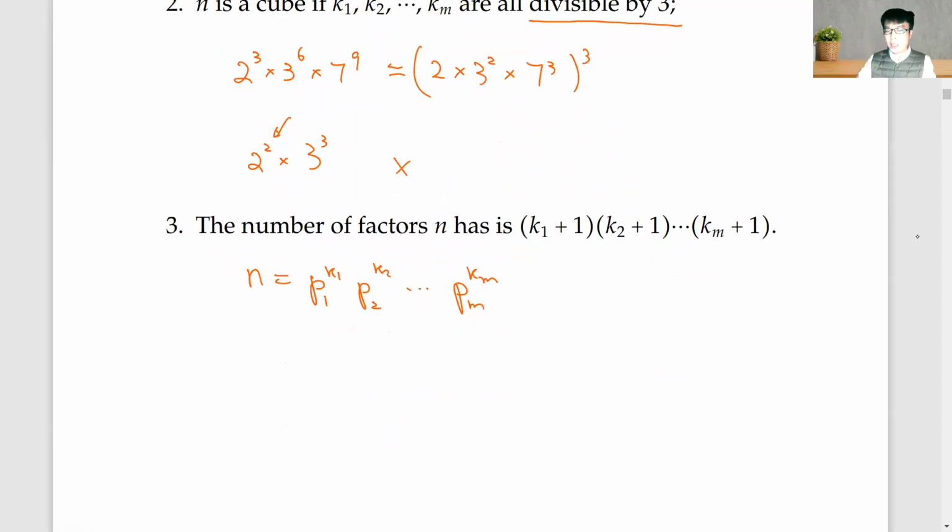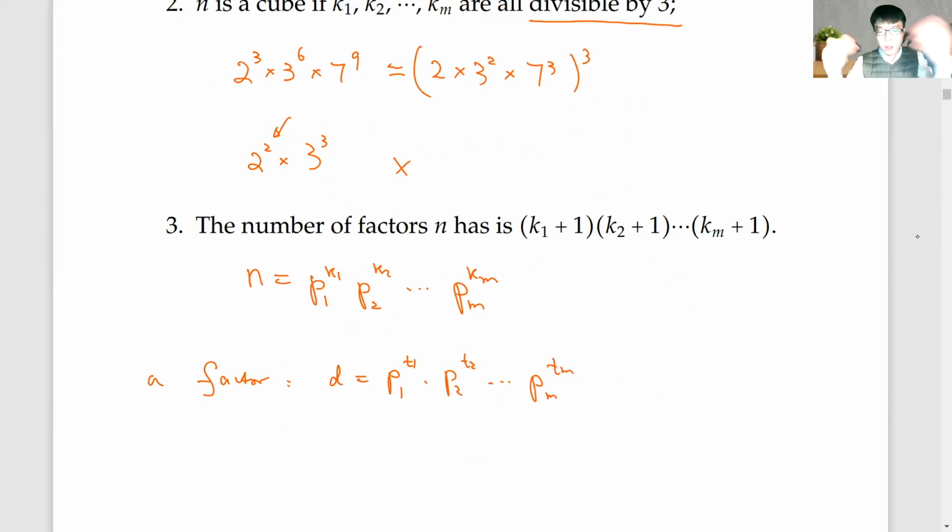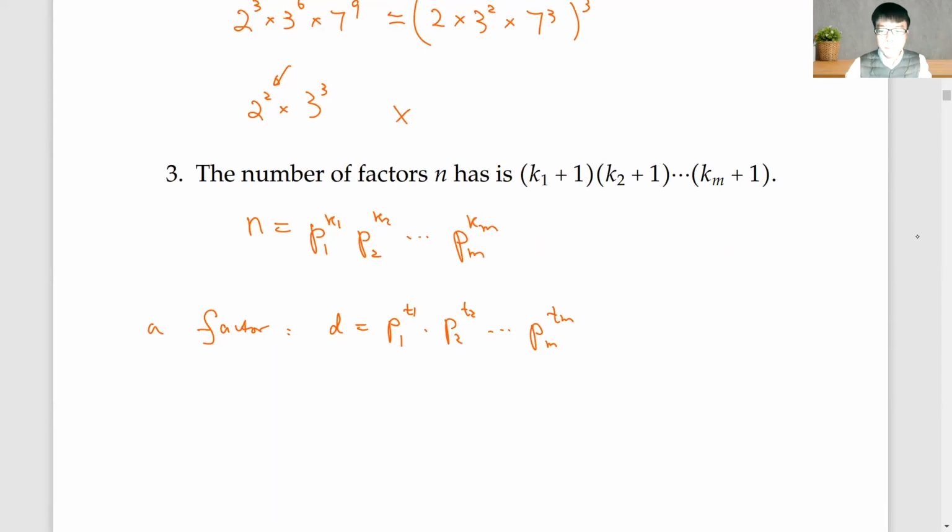We want to see how many factors it has. So a factor must have the following format. A factor D means its divisors are all from n. So D must be of this type: P1 with some exponent, let me call it T1, P2 to the T2, up to Pm to the Tm. Those T1, T2, Tm are integers. D is a factor of n. That means this T1 is between 0 and K1. It cannot be larger than that because it's a factor of n. T2 is from 0 to K2. Similarly, Tm is from 0 to Km.